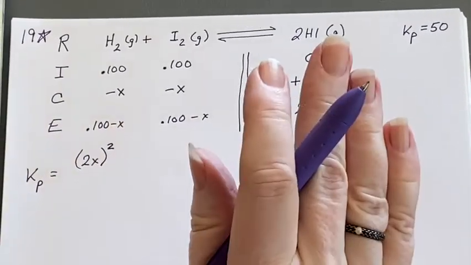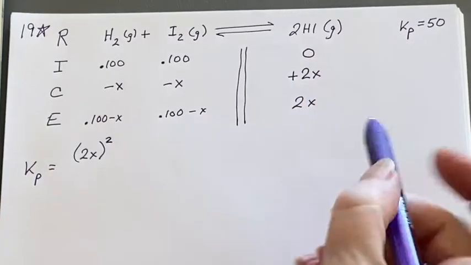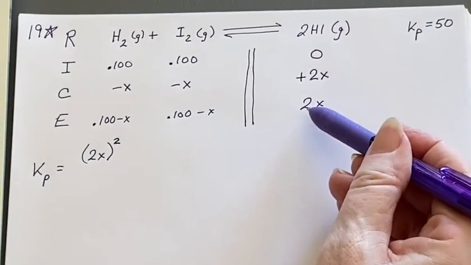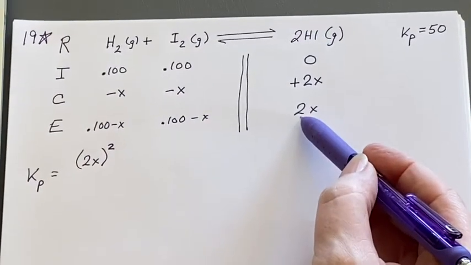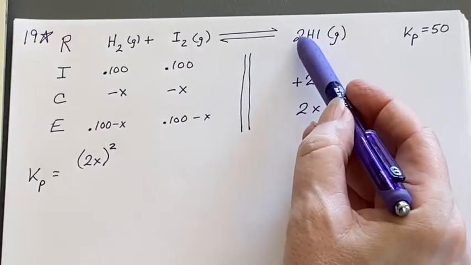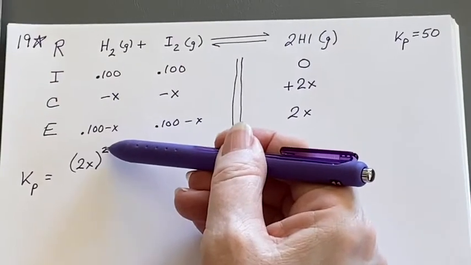Now that bothers people a lot because it seems like I'm double counting, right? I used the fact that it created 2 to put a 2 here. And I'm also using the fact there's a 2 to put a 2 here.